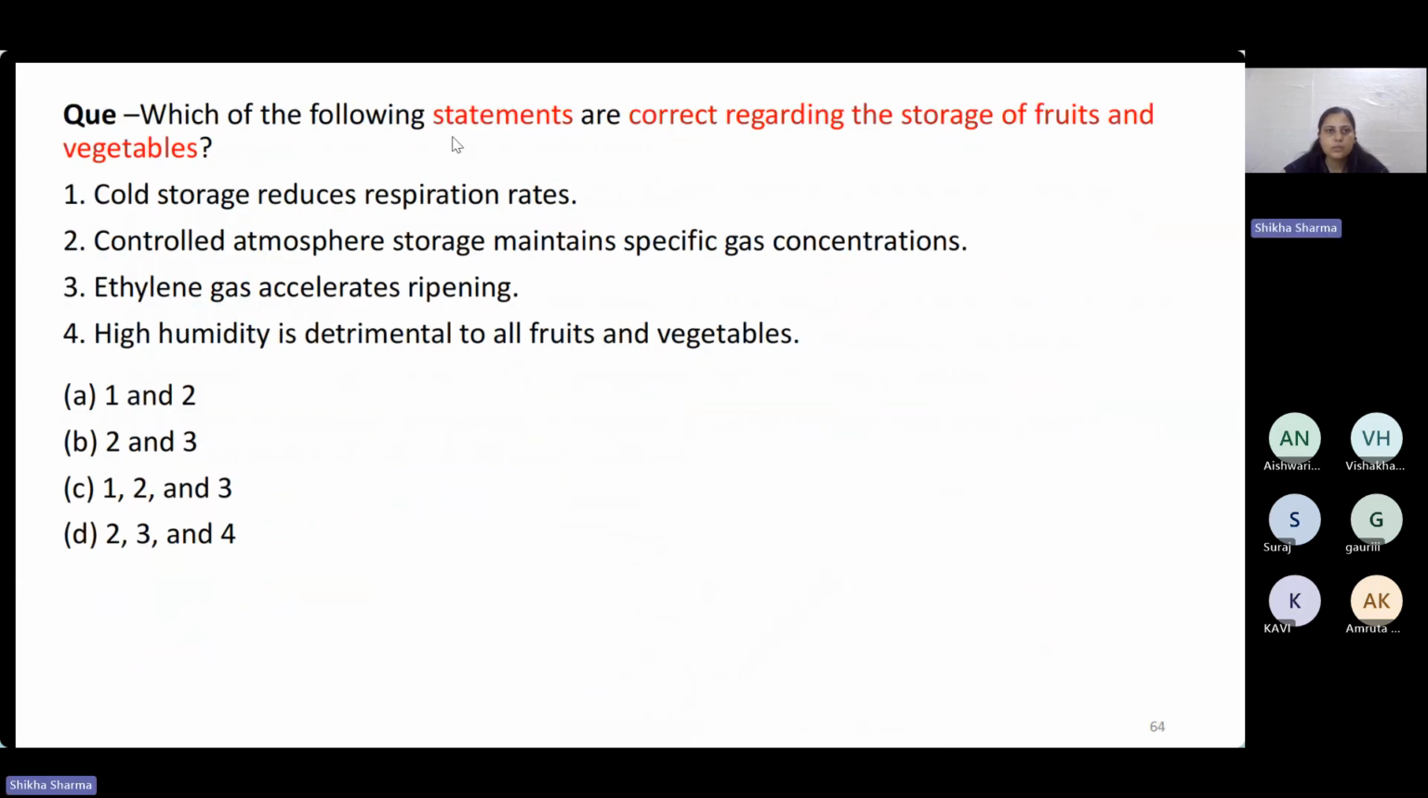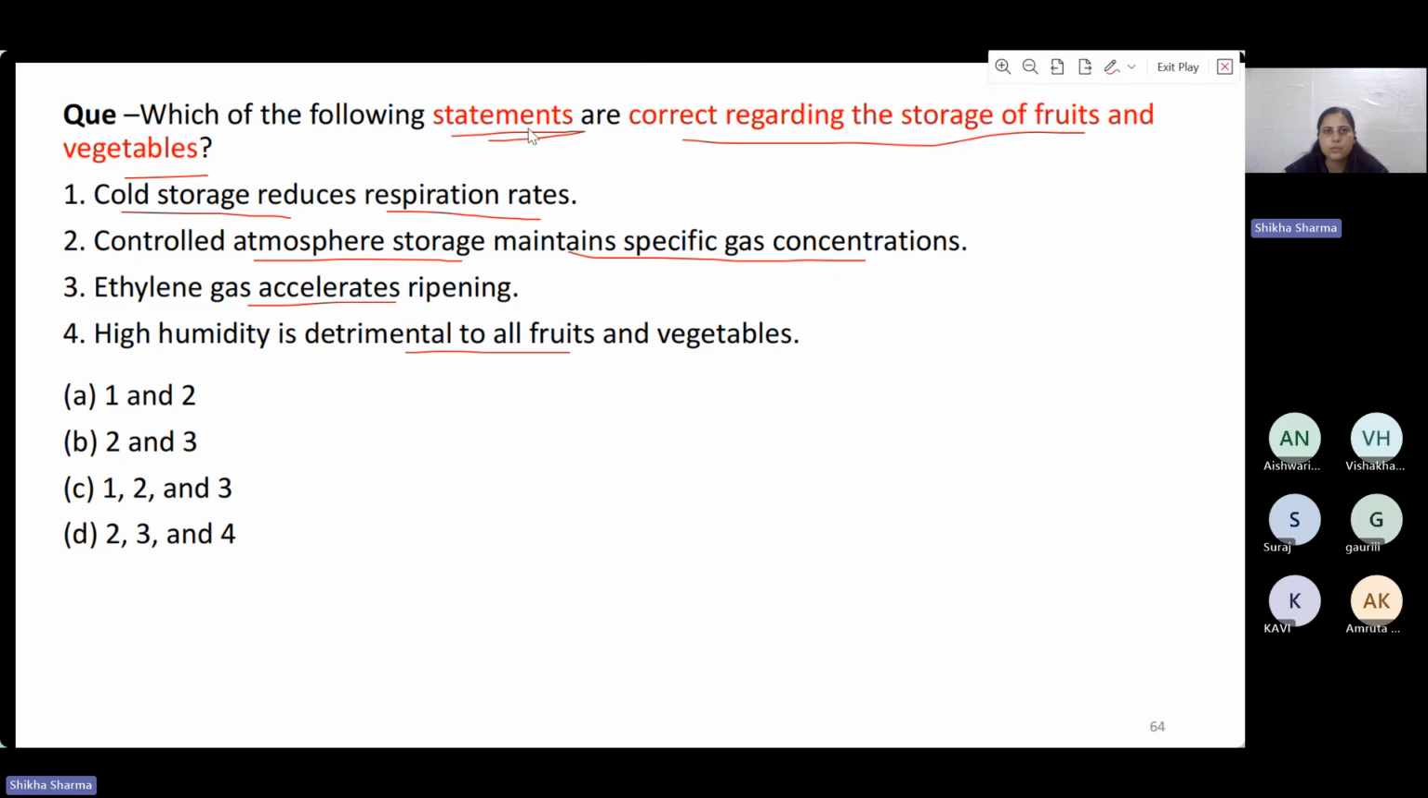Let's see the next question. Which of the following statements are correct regarding the storage of fruits and vegetables? Cold storage reduces respiration rate. Controlled atmosphere storage maintains specific gas concentration. Ethylene gas accelerates ripening. High humidity is detrimental to all the fruits and vegetables.